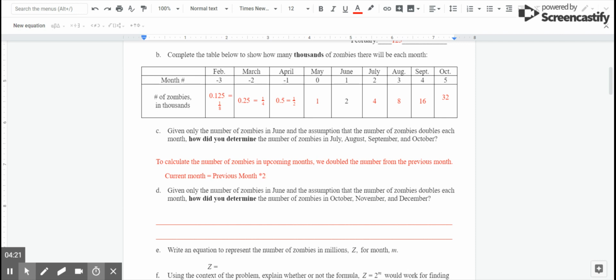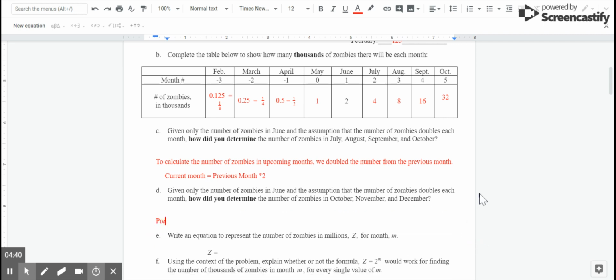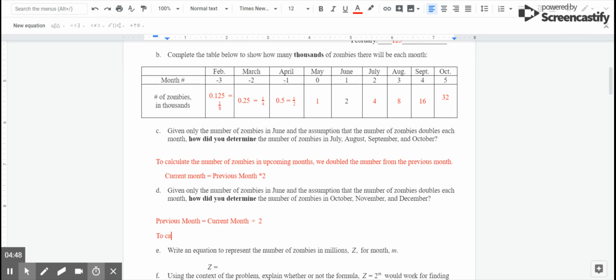If I know the previous month and I want to find the current month, I can solve this equation, right? In order to go from this equation to having previous month by itself on one side of the equal sign, what I would do is divide both sides by 2. So that would give me the equation previous month equals current month divided by 2. So in other words, to calculate the number of zombies in the previous month, we divided the current number of zombies by 2.